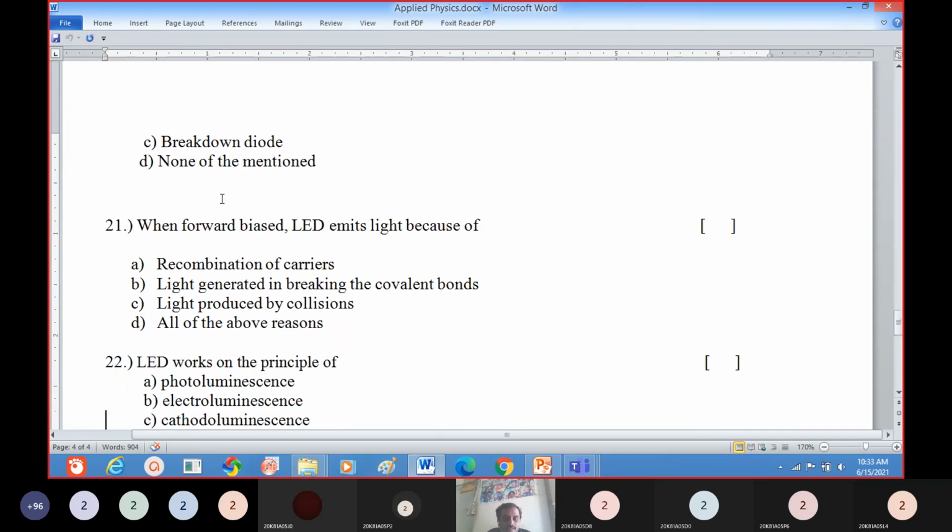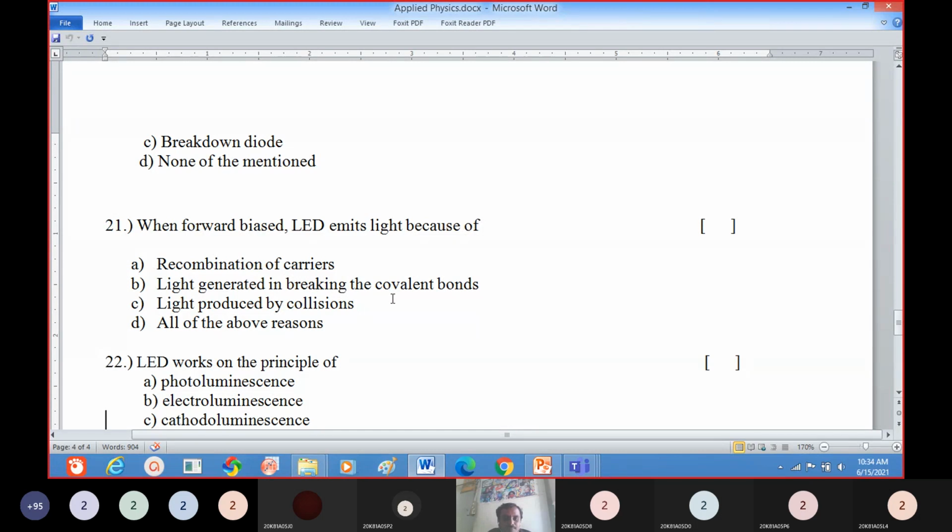When forward biased, an LED emits light because of what? Question 21. One option is recombination of carriers. The second option is light generated in breaking the covalent bonds, which is not the case here. Light produced by collisions is not the answer either, and neither is all of the above. So these three are wrong, because light is generated in the case of photodiodes, not LEDs.